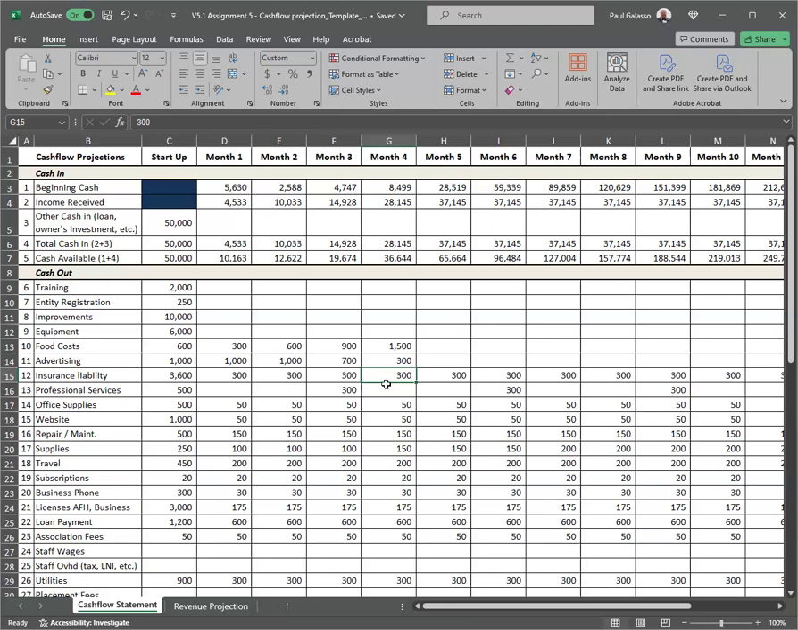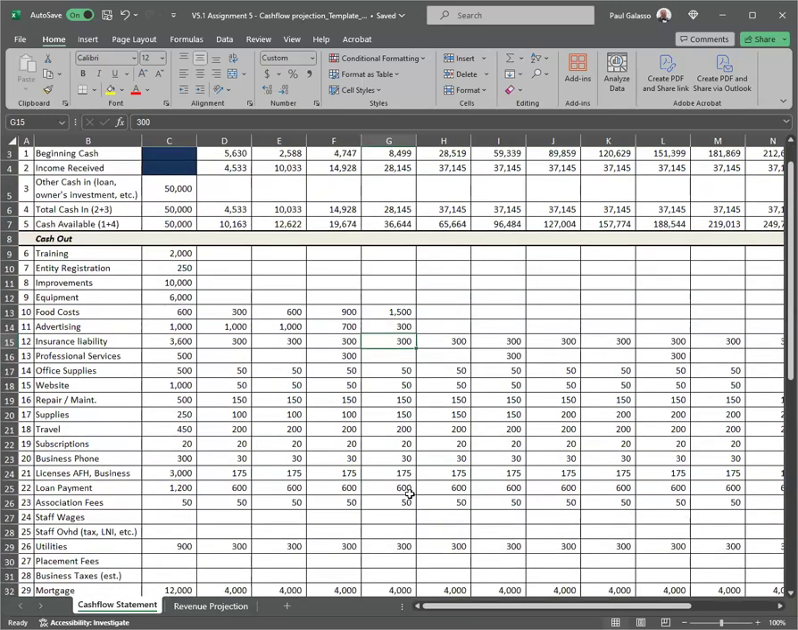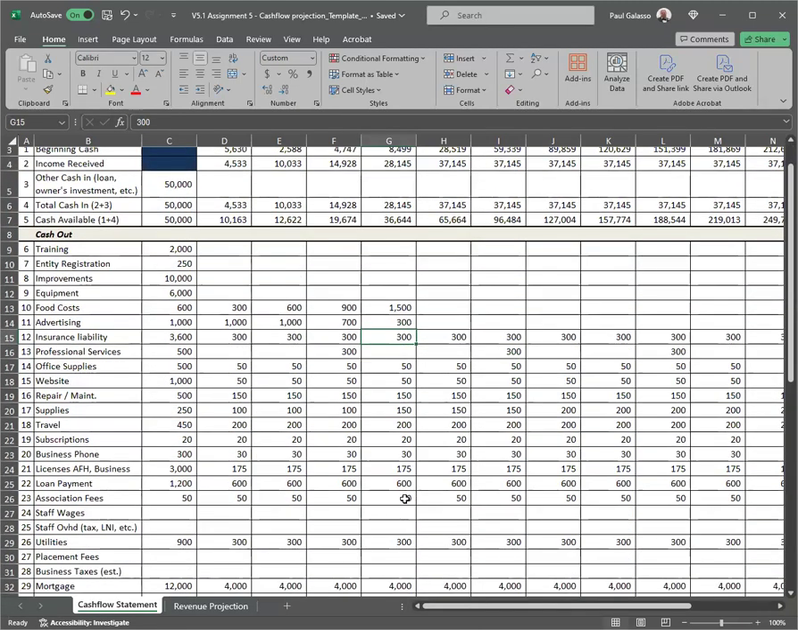We've already figured out all of the regular expenses, office supplies, website, all of those fees are going to stay the same, all the way down to the association fees. Now we have 5 residents, and the last 2 residents are going to need a lot of help, right? So now we're going to start to hire somebody.